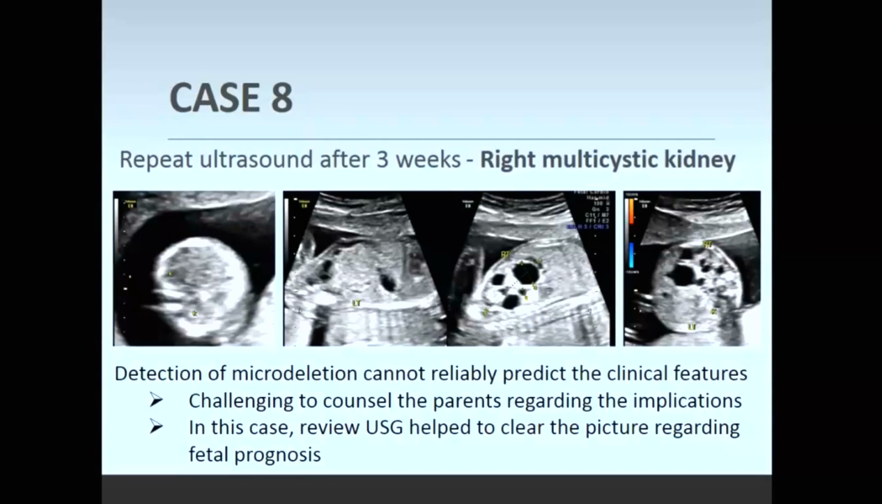The recurrence rates: if one of the parents is a carrier for this microdeletion, then the risk of recurrence will be 50%. And if it is de novo, meaning not present in the parents, only in the fetus, then the risk will be less than 1%. So in any case, we need to do prenatal testing in the next pregnancy, but the risk of recurrence will vary according to the carrier status of the parents.